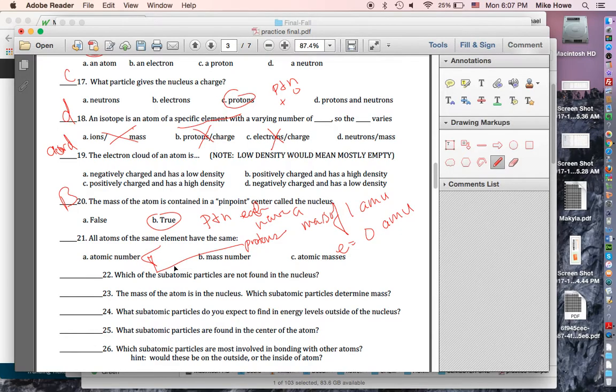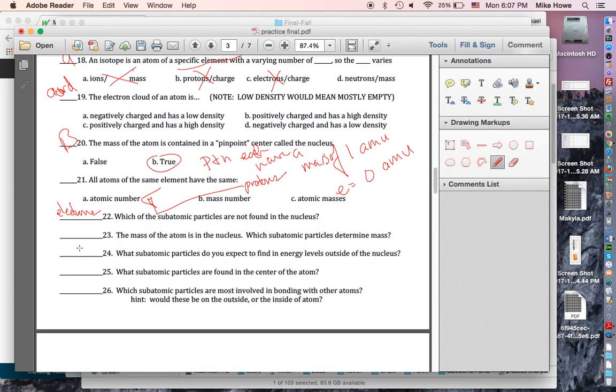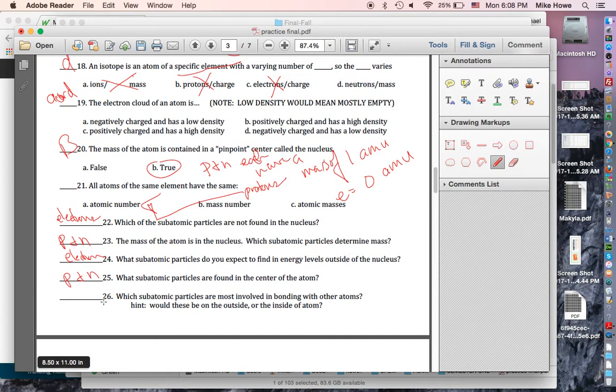All right, which of the subatomic particles are not in the nucleus? Well, protons and neutrons, we just said, are in the nucleus, so that leaves electrons to be outside. And the mass of the atom, I just told you that too, is in the nucleus, so it's protons and neutrons. The subatomic particles that are in energy levels outside of the nucleus would be electrons, and the subatomic particles found in the center of the atom would be the protons and the neutrons.